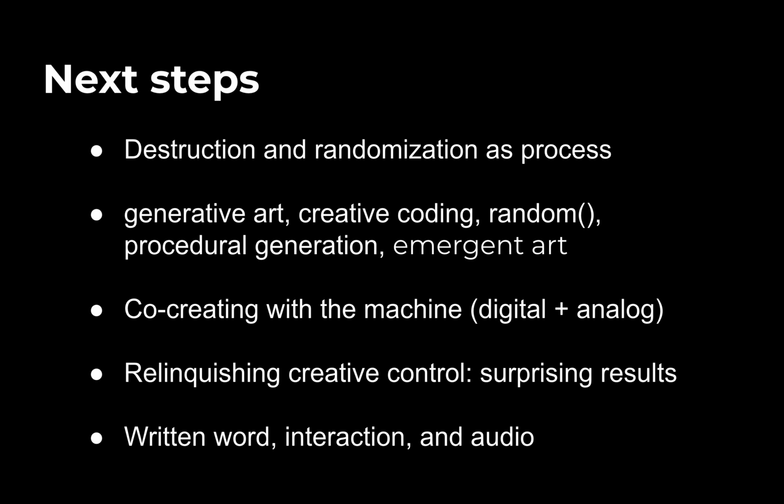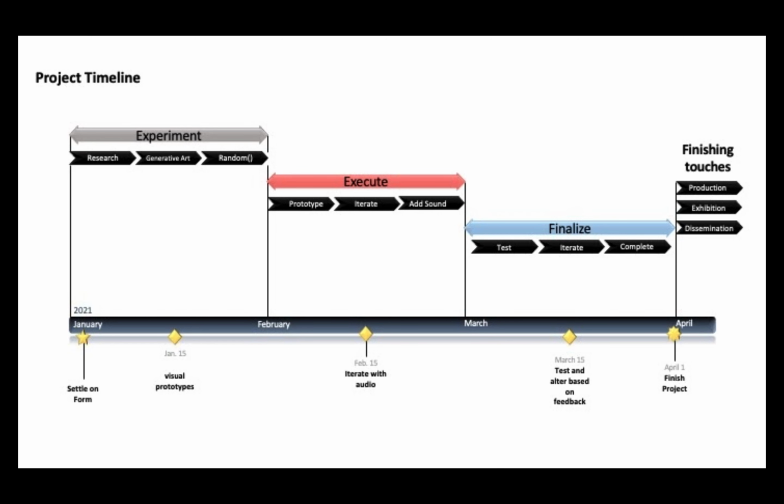I want to research generative art, creative coding, random function, procedural generation, emergent art, and incorporate other mediums like music and audio, the written word. I right now have the ideas to use the forms of either a screen-based digital interaction or some kind of projected installation. Here is my timeline looking forward.